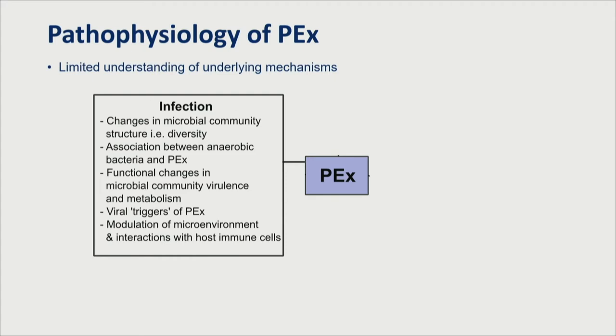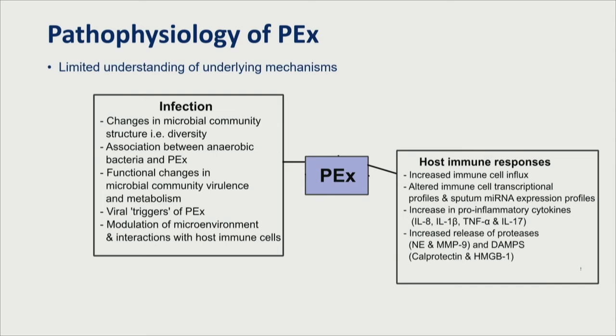Some studies have also shown an association between anaerobes and exacerbations, and there has been increased focus on understanding the functional changes within the airway microbial community in terms of virulence and metabolism, and how these changes may actually be underlying drivers of exacerbations. And of course, viruses are known triggers of exacerbations.